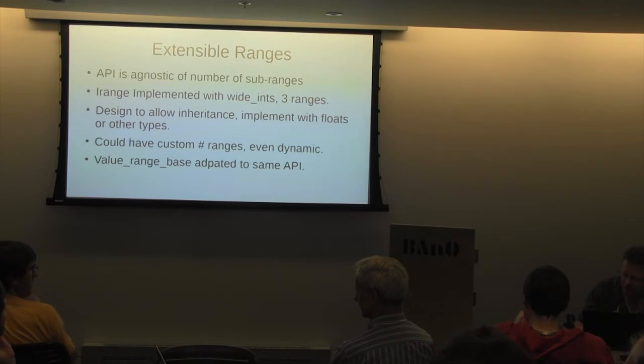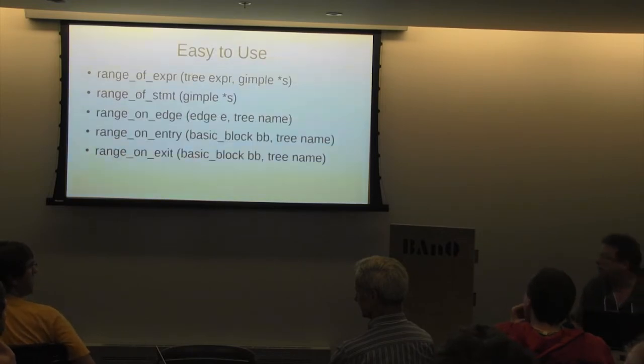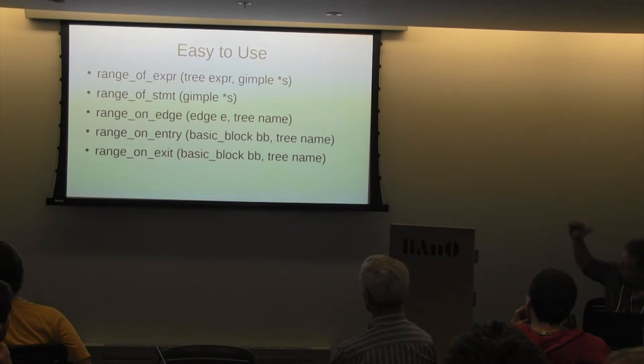So the next thing we cared about was that it was easy to use. The entire API is five routines. Range of expression: you can ask for the range of an SSA in a statement, and it will tell you what the range is coming into that statement. The ranger has all of the smarts to go off and find the information for it. You don't have to build any infrastructure. You just ask for information and it figures it out.